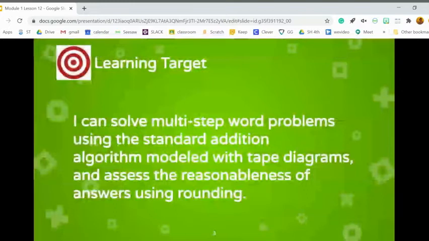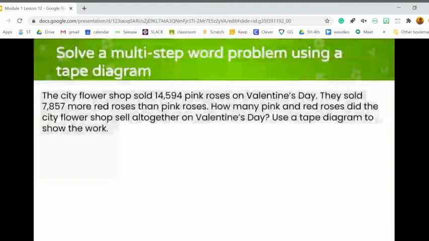Today's learning target: I can solve multi-step word problems using the standard addition algorithm modeled with tape diagrams and assess the reasonableness of answers using rounding. So first we're going to solve a multi-step word problem using a tape diagram. And if you remember, a tape diagram is a way to represent numbers using pieces of tape or just a model that looks like rectangles.